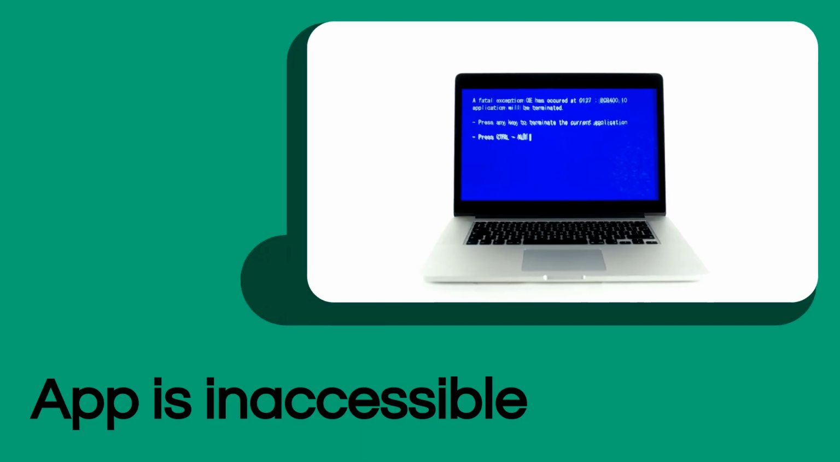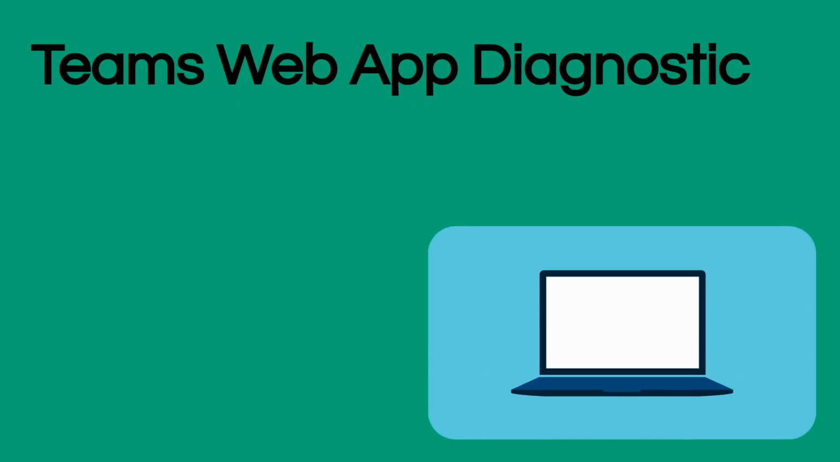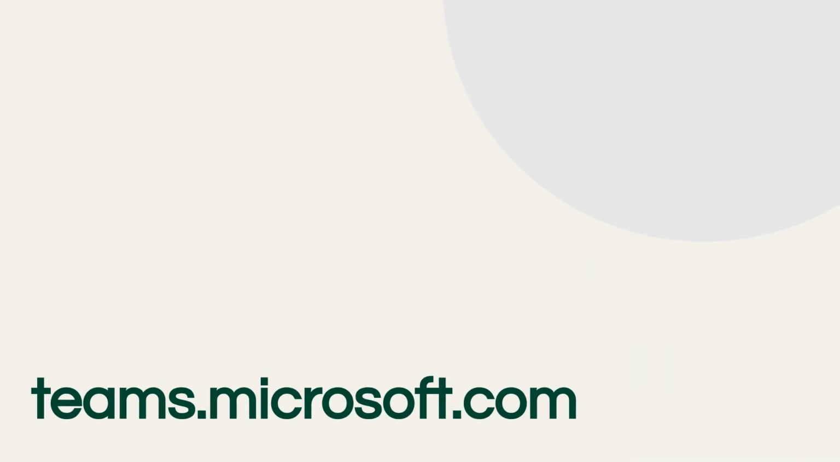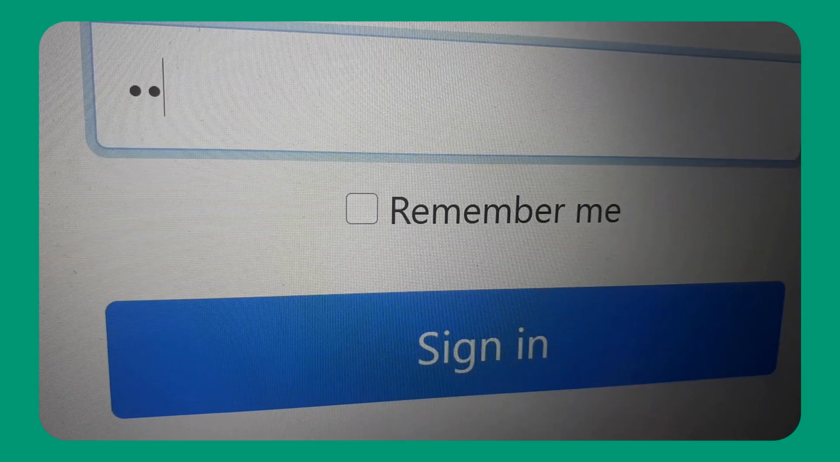The core problem is when your Teams desktop application becomes completely inaccessible, often referred to as dead or unresponsive. The best diagnostic tool for this is the Teams web app. It allows you to quickly bypass local application issues and check your account status. Simply open any web browser and navigate to teams.microsoft.com. Once there, sign in using your usual account credentials.